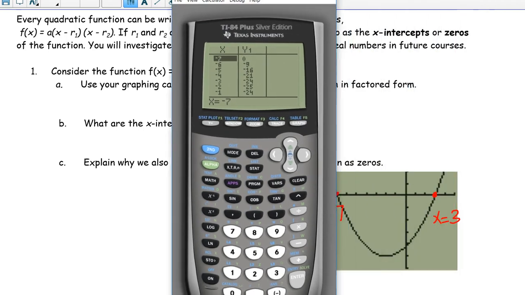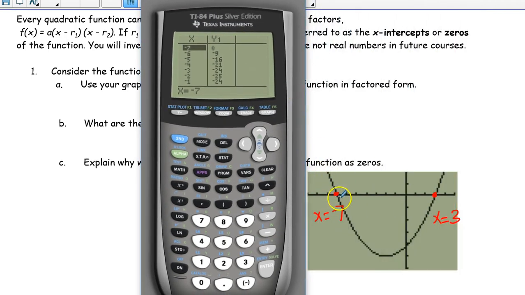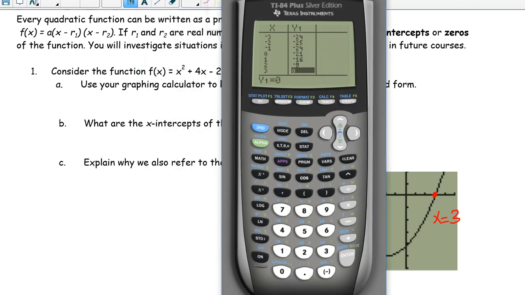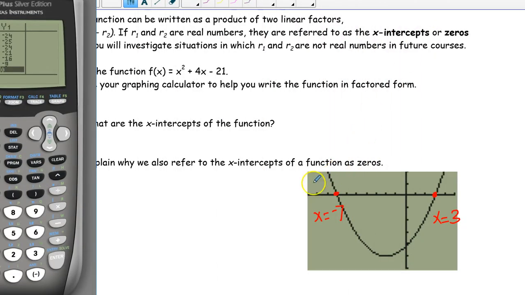Alright, that's what I wrote here. X equal to -7, the value of y is 0. And the other point is 3. Go down. When x is equal to +3, the value of y is 0. So those two are the x-intercepts.